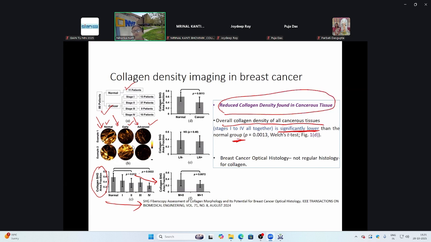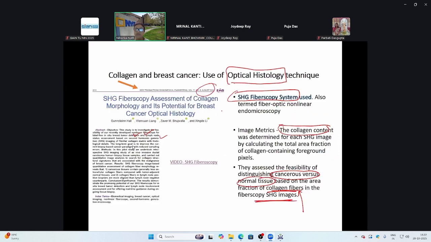So if there's reduced collagen density in these cancerous tissues, that's kind of like the reverse of what we just talked about. Kind of doesn't make sense, but that's how it is. That's what they found. And so the bottom line is that the collagen measurements could be done maybe later on. A lot of indirect understanding could come just from these collagen measurements in the tissue. So it is not really a histology, but it is some kind of optical histology.